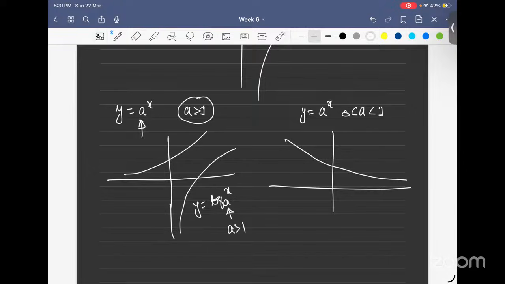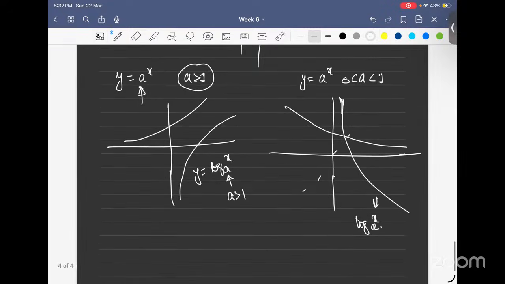Now for this condition, where the exponential function has a between 0 to 1, how should I plot the logarithm function? So here you can see that it will go like this, right? Because you have to take the mirror image in y equals to x. So this is your function. Now you have to tell me the range and domain for this function, the logarithm function where a is from 0 to 1.